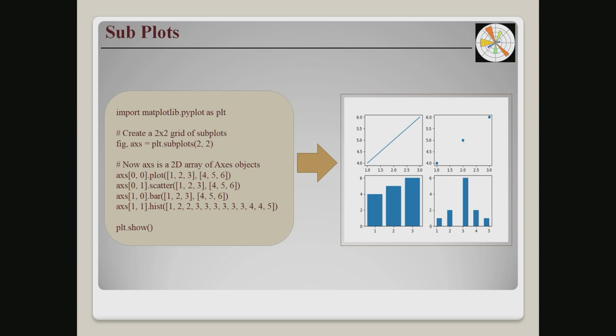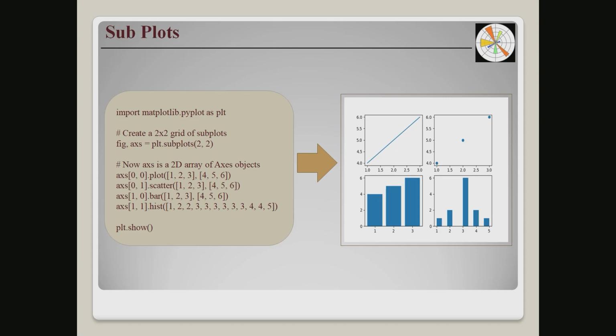Next thing is subplots. From a single graph plane you can also create more than one graph. For creating more than one graph you have to use the method subplots. Inside the subplots we have given 2,2, which means it has 2 rows and 2 columns. You can see in the graph also there are 2 rows and 2 columns.